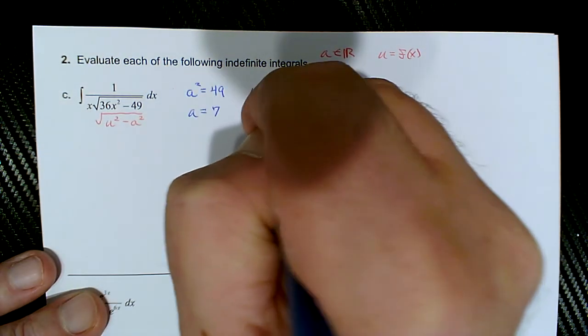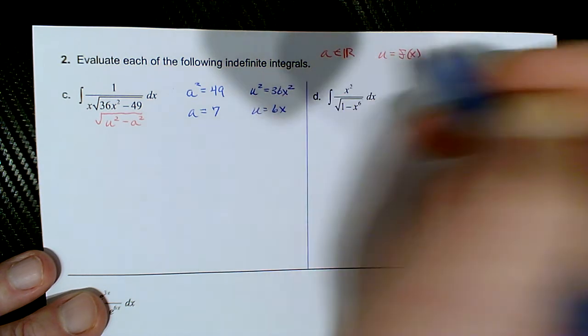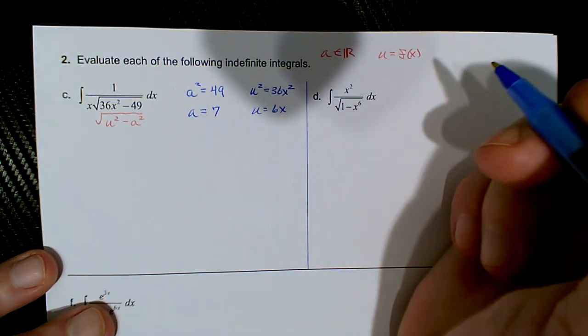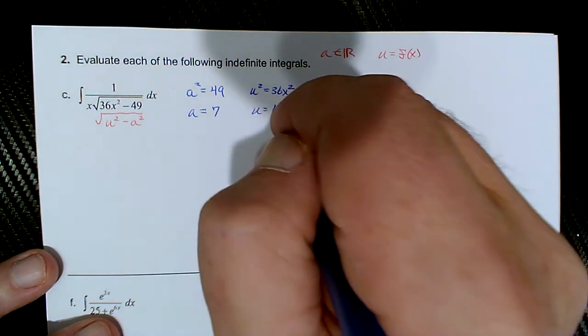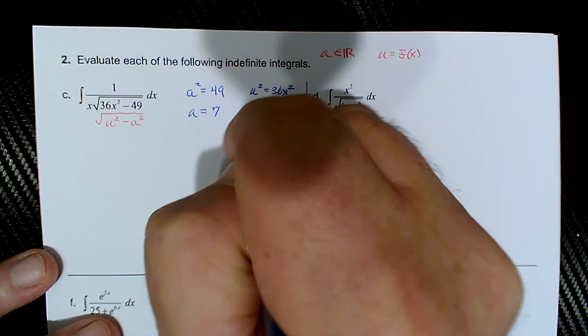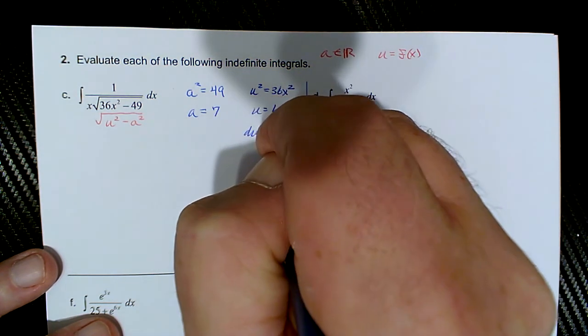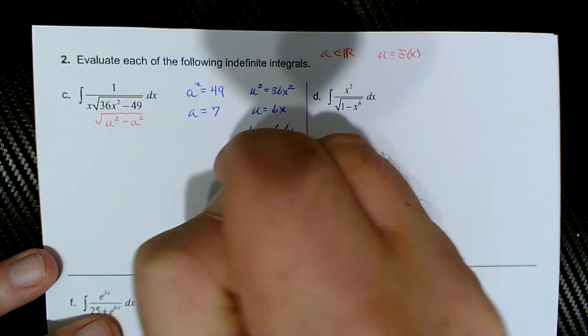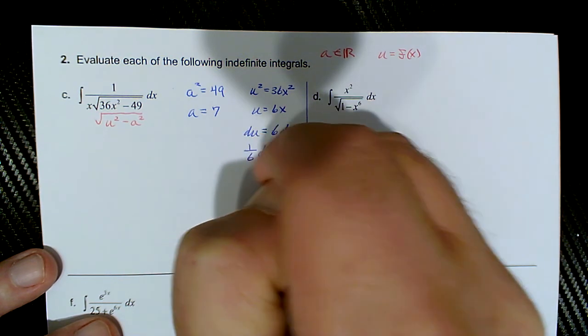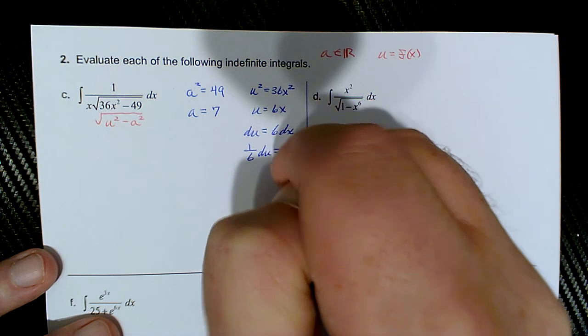Then we make the concession and take the principal or positive square root. So a and u are never negative as well. In this case, a is 7, u is 6x. This is still u substitution, so you still have to calculate your du. That's 6dx. And we'll modify to get 1/6 du is dx.